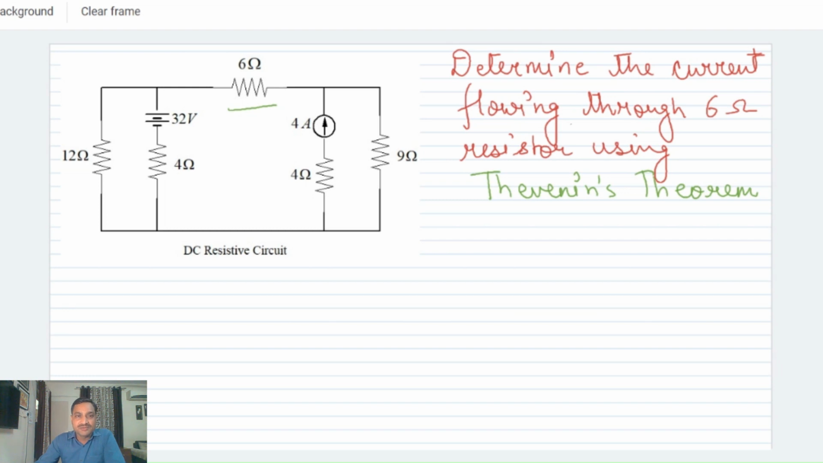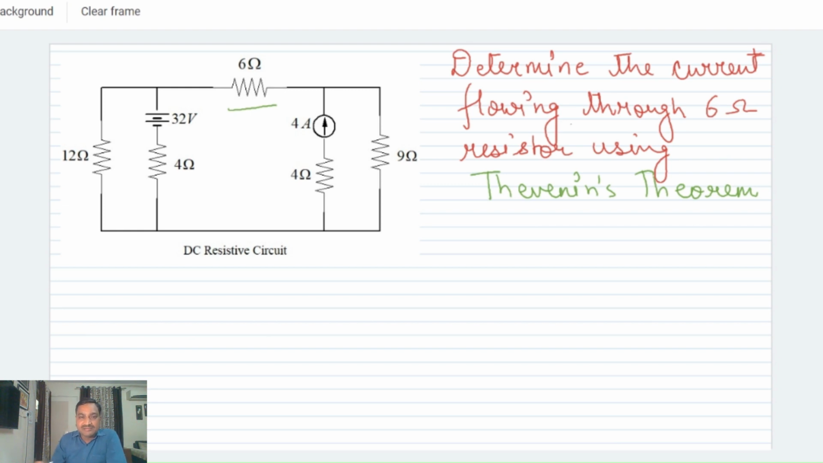Today in this video, we are going to learn how to analyze a DC resistive network using Thevenin's theorem. The circuit which we are considering for the analysis is on our screen, and in this network, we have to determine the current flowing through the 6 ohm resistor using Thevenin's theorem.